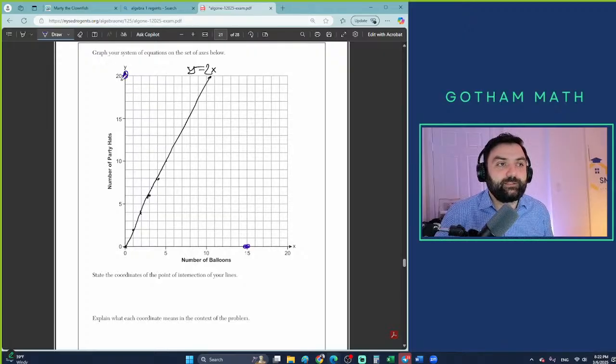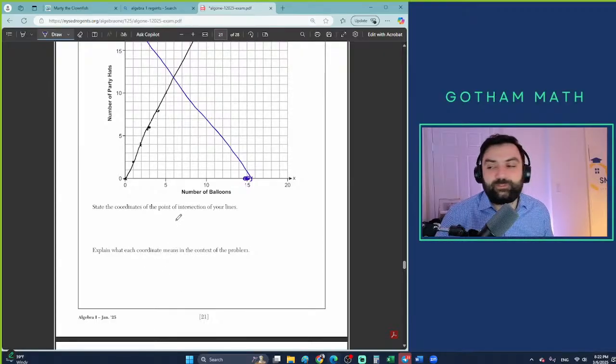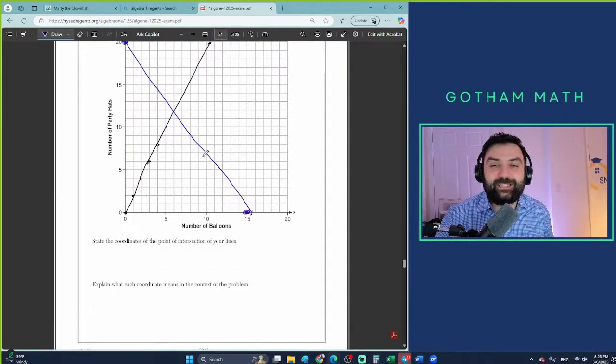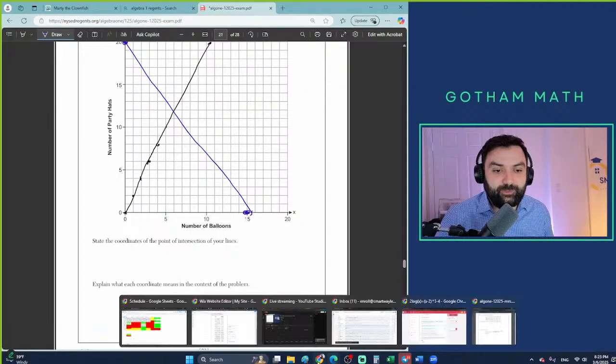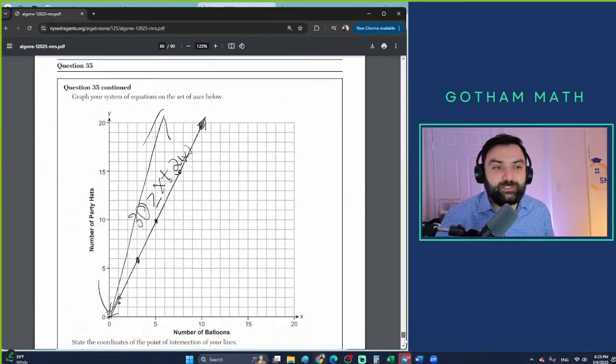And then you can connect it. You need a ruler to do it, but I won't be able to do it with a mouse for sure. Something like that. State the coordinates of the point of intersection. Guys, in order to get the accurate point of intersection, you just need to do it neatly, and it will be obvious what the point of intersection is. So let's just see what it is.